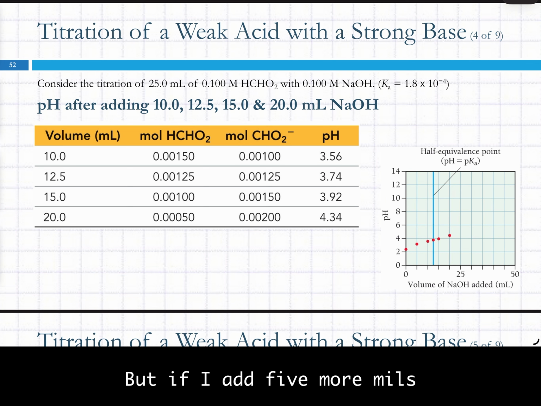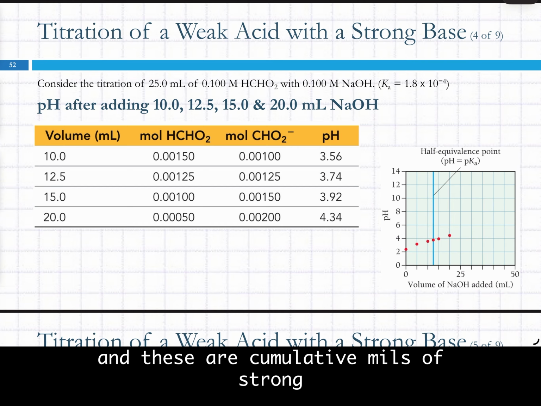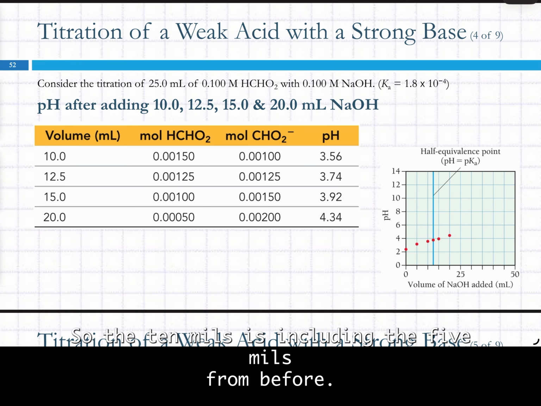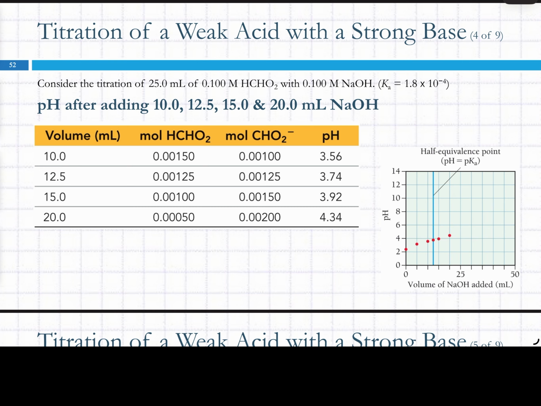But if I add 5 more mils, and these are cumulative mils of strong acid or strong base added, right, so the 10 mils is including the 5 mils from before. We're up to a total of 20.